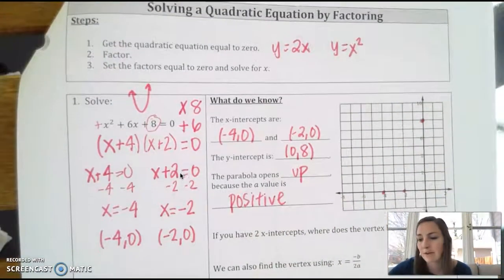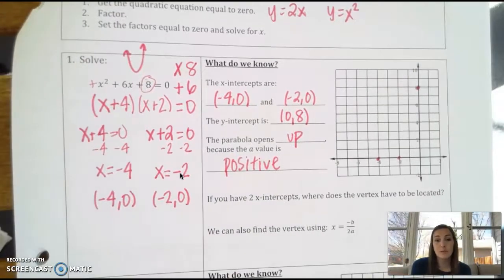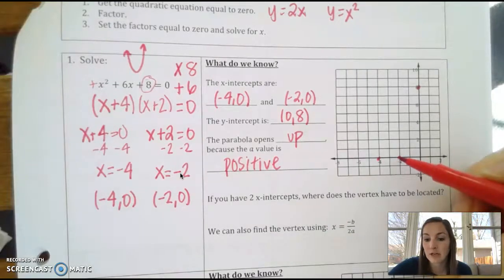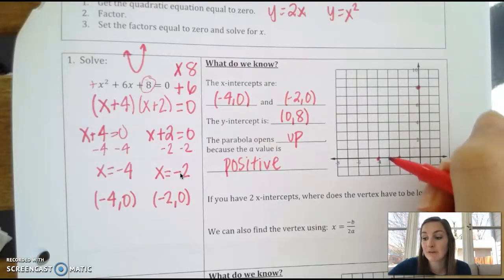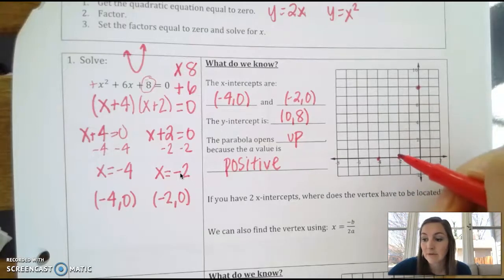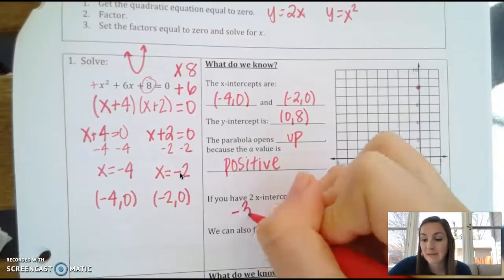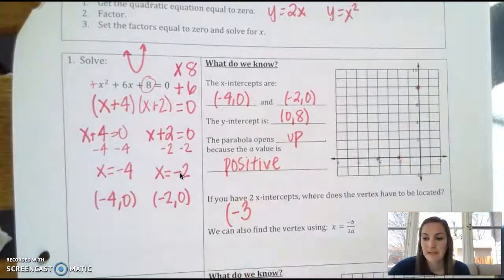The last thing I need to do is find my vertex. I can always use -b over 2a. But now that I know my x-intercepts, we want to think, okay, if we have two x-intercepts, where does the vertex have to be located? Well, as we talked before, our vertex is directly in the middle of the two halves of the graph. So if I have a point here and here, and they're on the same horizontal line, my x value has to be directly between them. That means my vertex is exactly between -4 and -2, that is at -3. So my x value is -3.